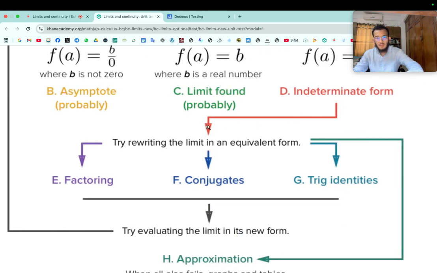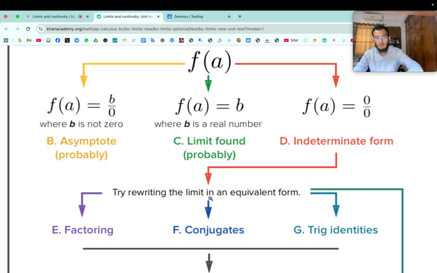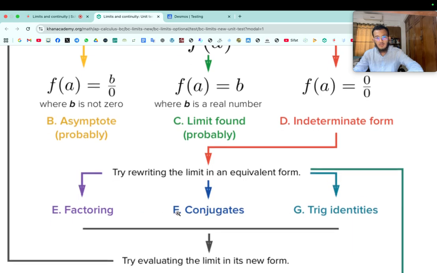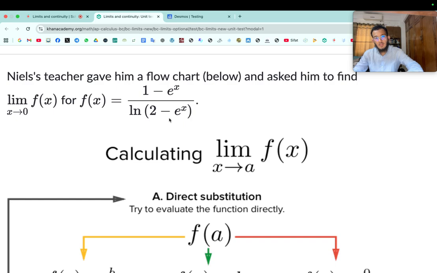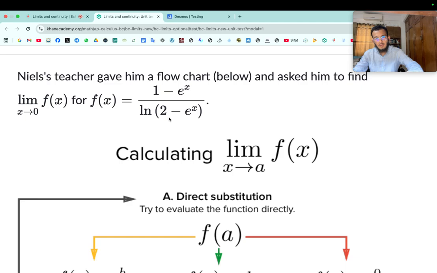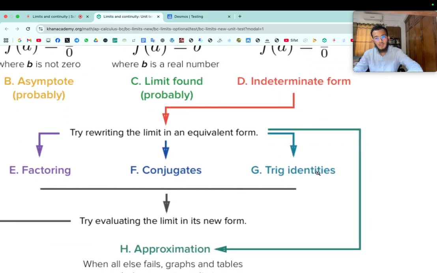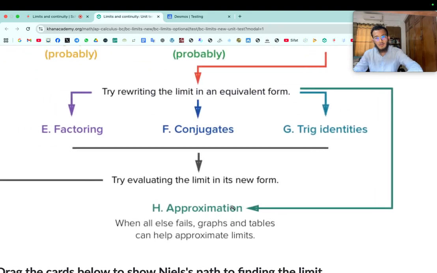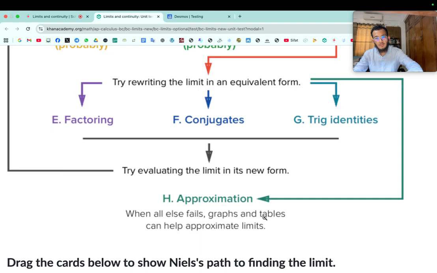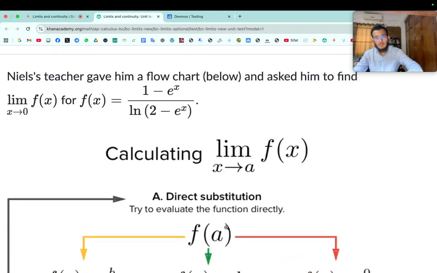If we get these, it's either trig identities, factorizing, or conjugates. So what do we have here? 2 minus, okay, so trig identities and then approximation. All else fails, graphs and tables can help approximate limits.